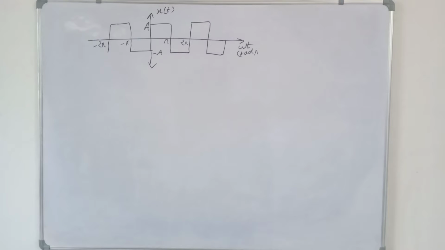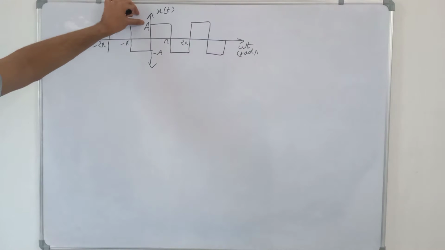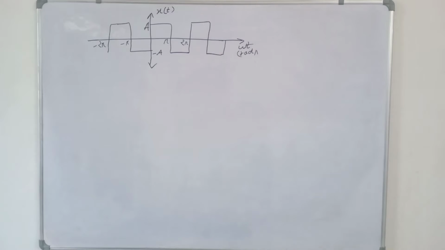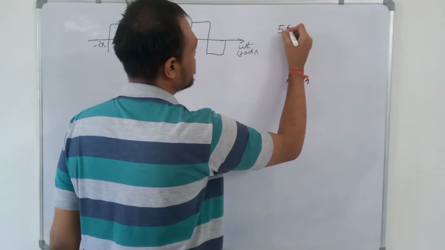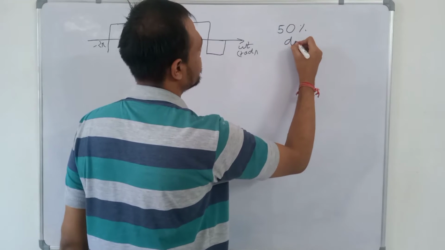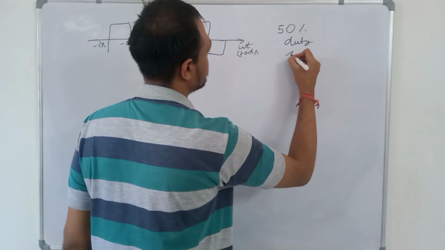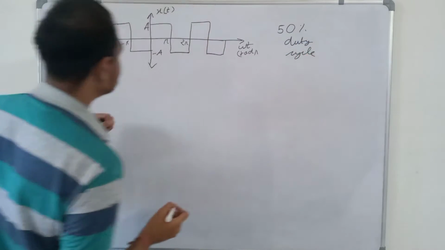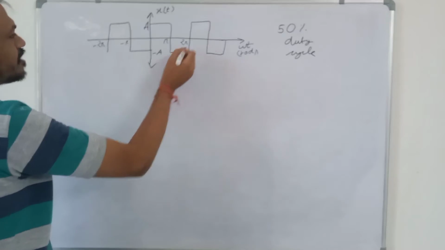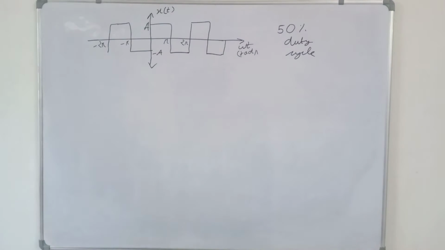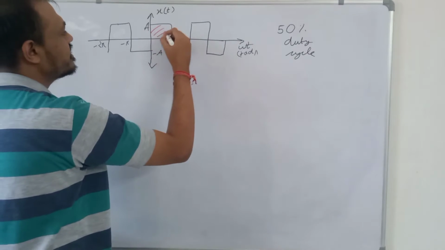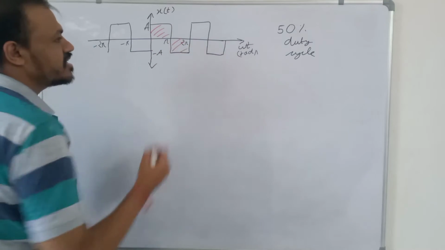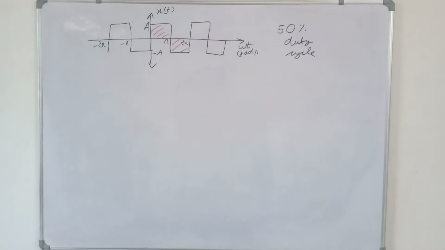It is a bipolar signal because it has positive magnitude as well as negative magnitude. It has 50% duty cycle, which means this area is equal to this area. So it means that it has 50% duty cycle.